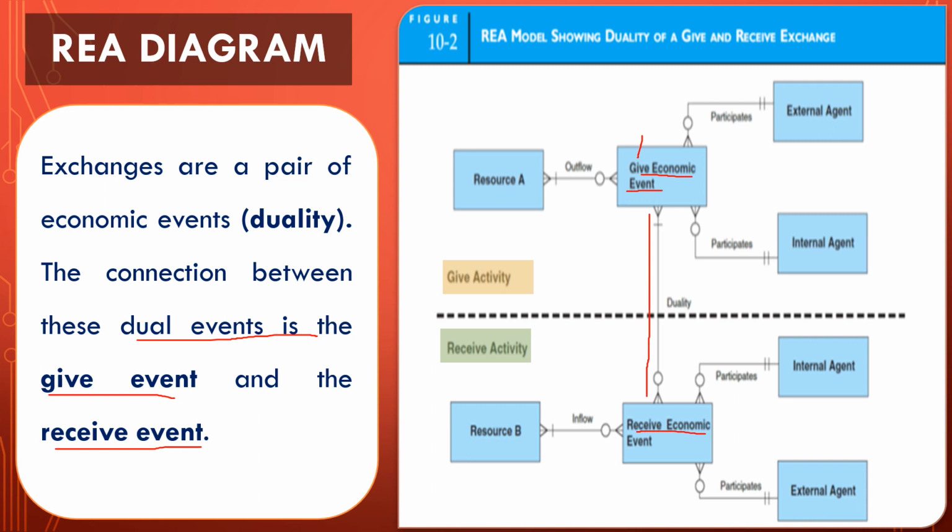How are they connected? The reason it's connected is because, let's say the company is selling stuff to the customers, we give a resource to the external parties, we give them items or product, so they need to give us cash. Okay, they need to give cash, and that is how we link the two events, because those events are related to each other. That's why we call it events duality.